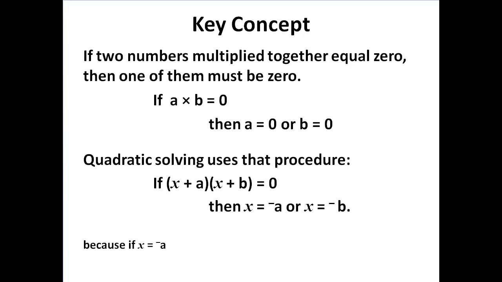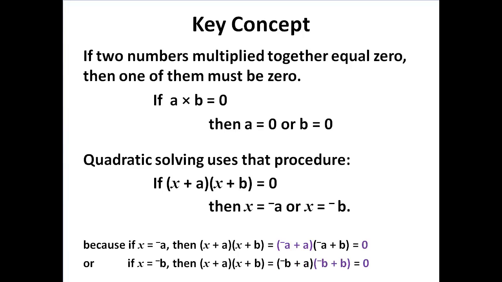Because if x is minus a, then the first bracket, x plus a, turns into minus a plus a, which is 0. So 0 times the second bracket, which is 0. And the same procedure occurs for the second one. If x is minus b, then the second bracket becomes minus b plus b, which is equal to 0, and we have 0 times another number is 0.